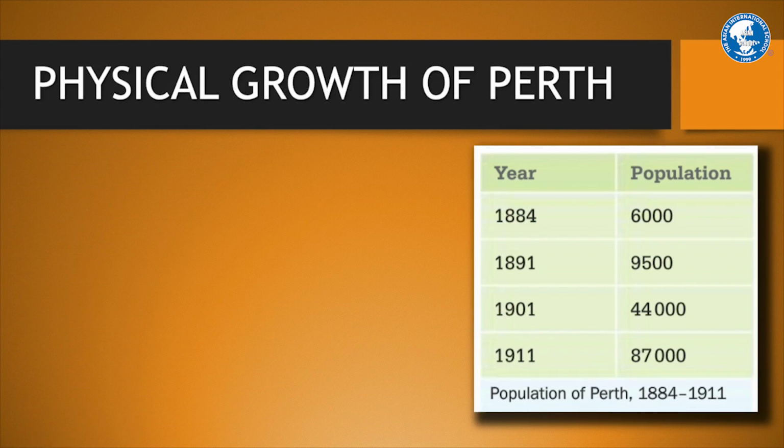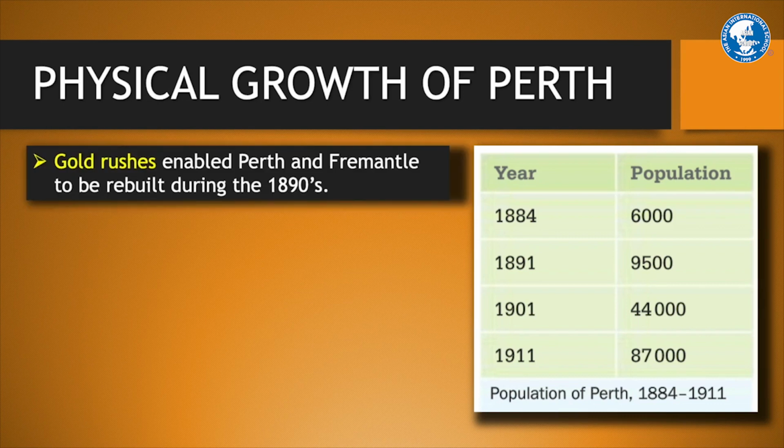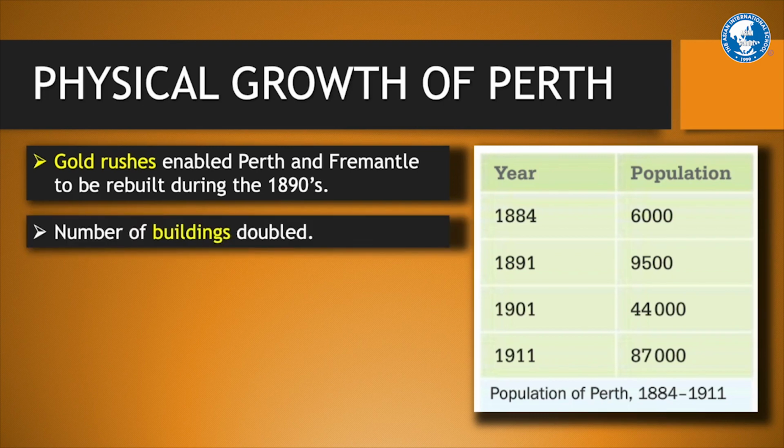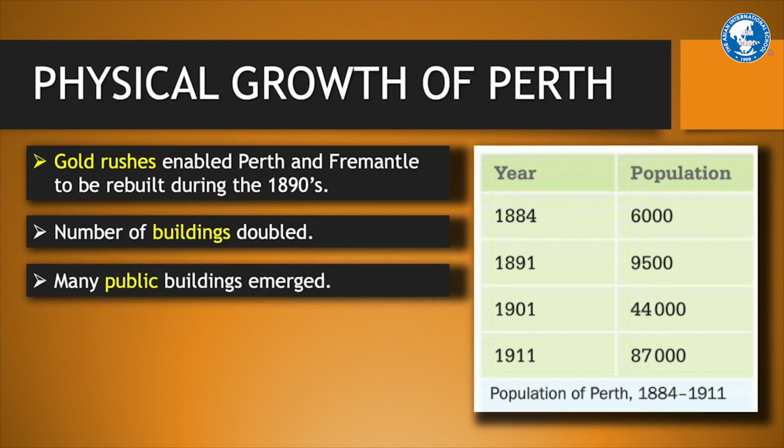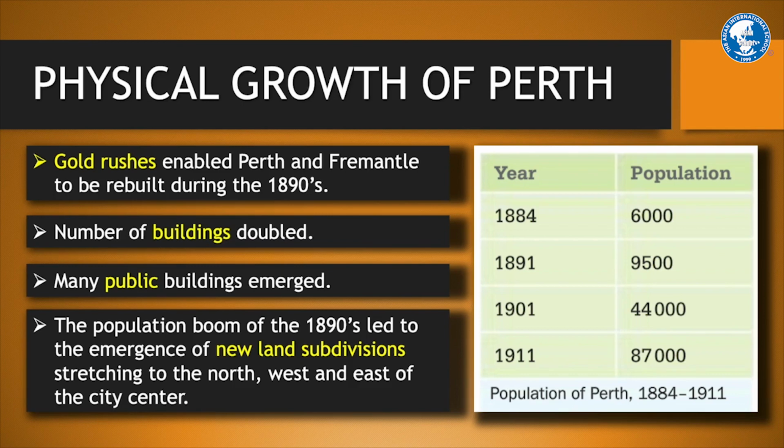Physical growth of Perth. If you can still remember, during our previous lessons, we already discussed why the population grew or increased in Western Australia. It's mainly because of the gold rush, and the other reason was Victoria suffered an economic downturn during that time, and it led people to migrate to the west. Now, gold rushes enabled Perth and Fremantle to be rebuilt during the 1890s. And during this time, the number of buildings doubled and many public buildings emerged. And the population boom of the 1890s led to the emergence of new land subdivisions stretching to the north, east, and west of the city center.